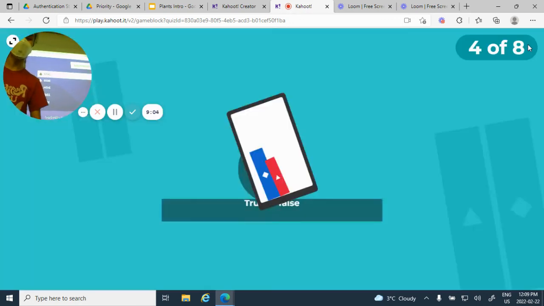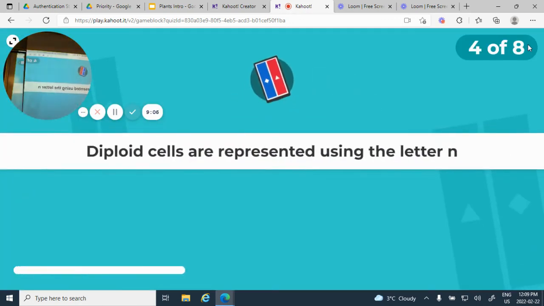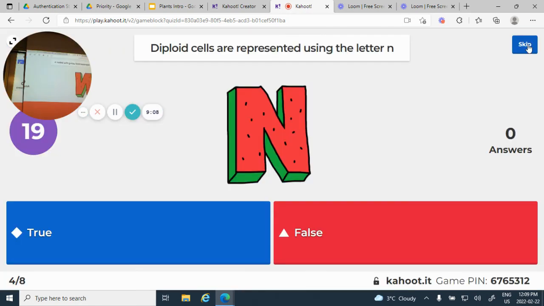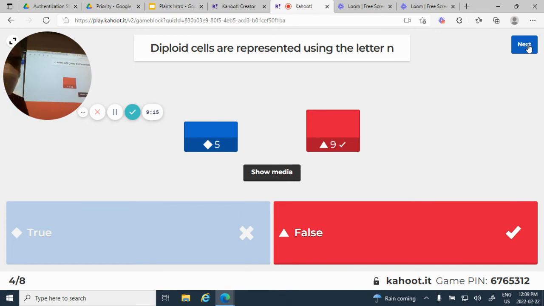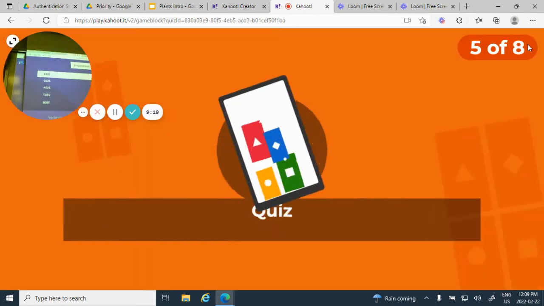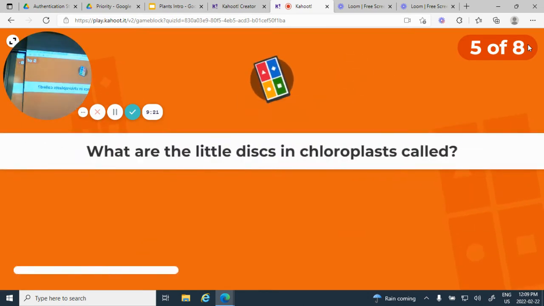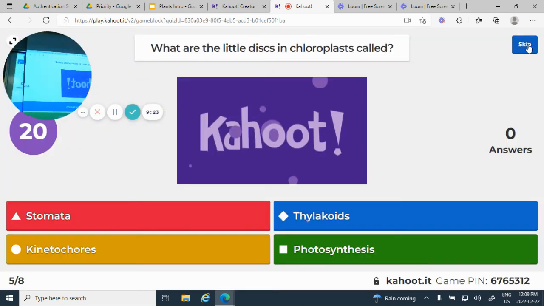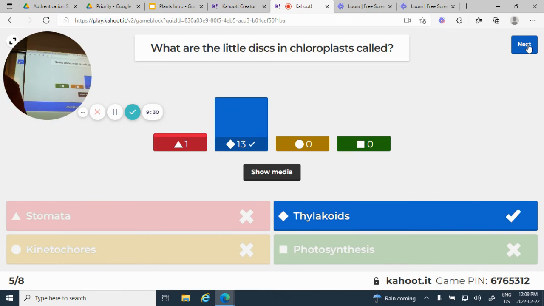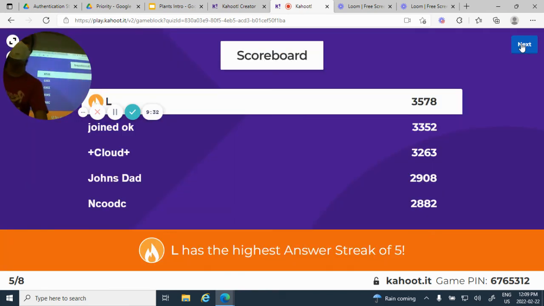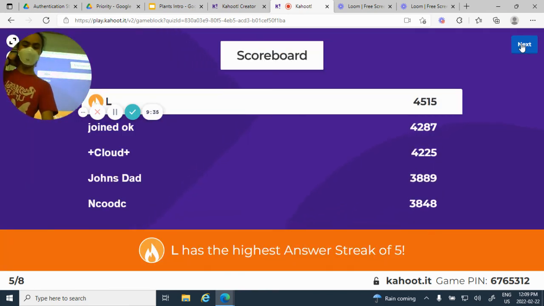Oh, L is in the lead. Oh, I forgot to talk about that. Yeah, it's the letter T, it's 2N. The point is 2N, not N, guys. Those are the tiny little things that are being stacked, not the stacks themselves. Oh, L is still at the top.